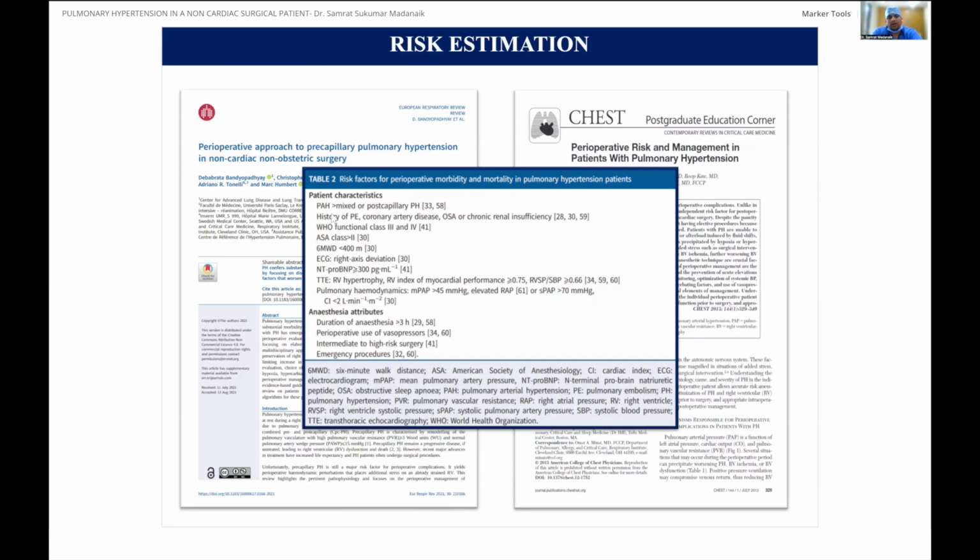So basically patients who have arterial hypertension, which is either mixed or post-capillary, patients who are ASA class 2 or more, patients with right axis deviation on ECG, NT-proBNP levels more than 300, on transthoracic echocardiography evidence of right ventricular hypertrophy, or based on catheterization a mean pulmonary artery pressure of more than 45. Also, the duration of anesthesia, perioperative use of vasopressors, emergency procedures. So if the patient has all these factors, we usually say the patient is at high risk category and bound to have some problems in the perioperative period.